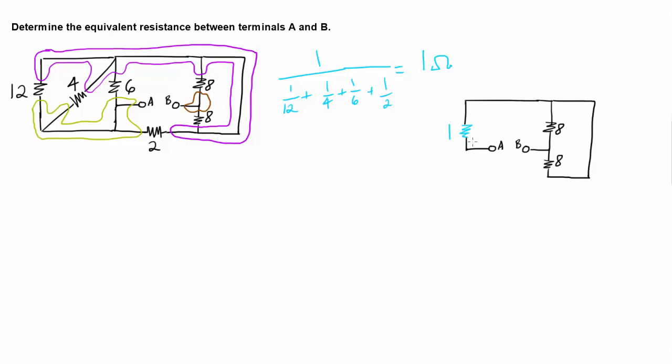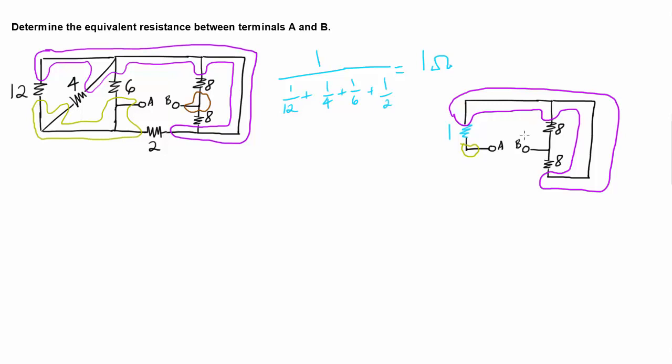Alright, so now let's go ahead and look at the nodes in the redrawn circuit. We have one node, our second node over here, and our third node on the right. Alright, so now we can see that the two 8 ohms are in parallel because they share the brown and the purple node in common.